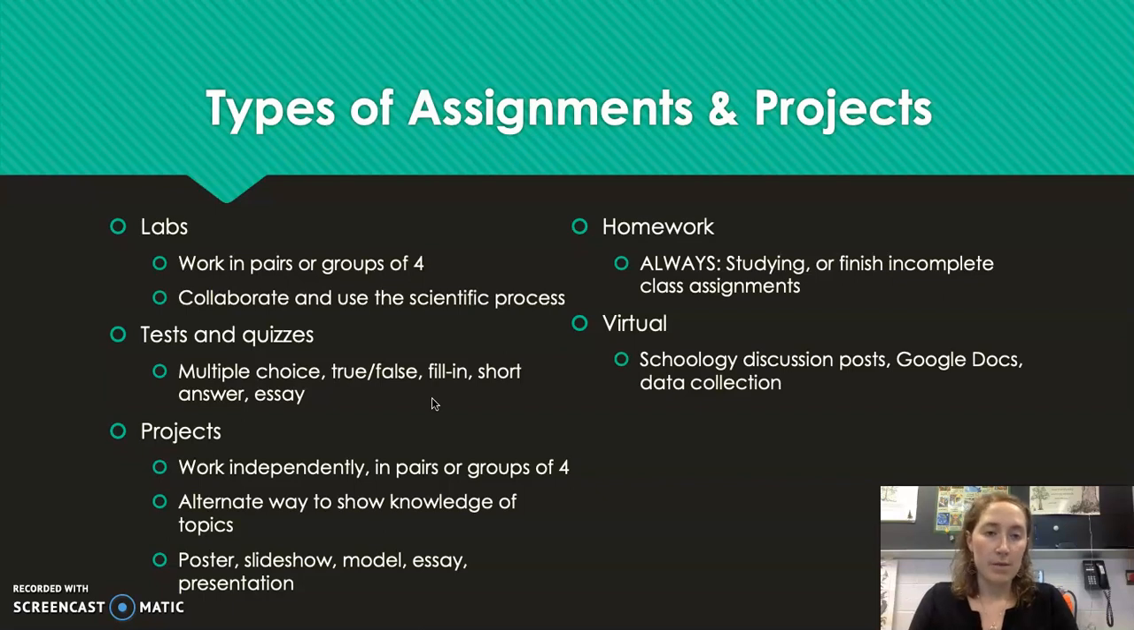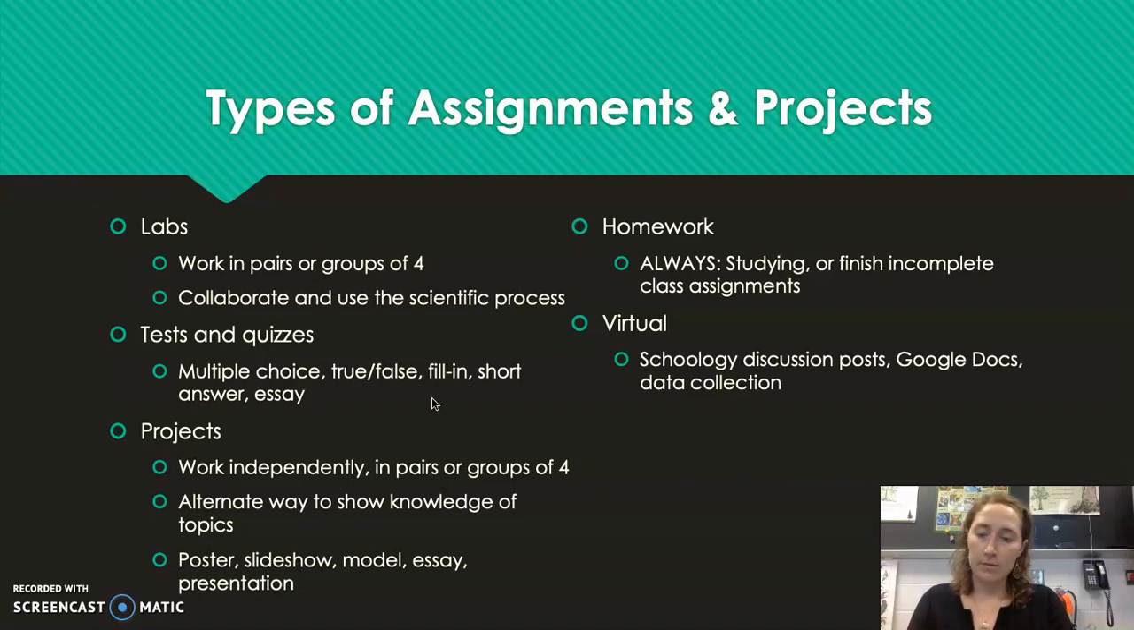Some of the types of assignments and projects that we do. We want to have a lab-based course here for science so that students are truly engaging in the scientific process. They're coming up with hypotheses, they're testing those hypotheses, they're collecting data, and then they're conversing, collaborating, and drawing conclusions on science phenomena that we see in the classroom.